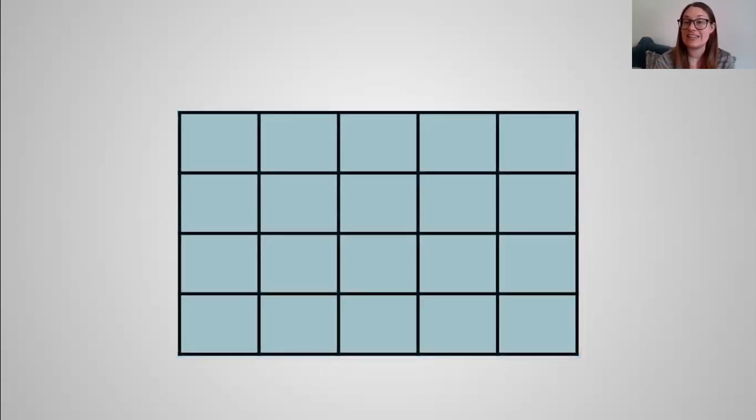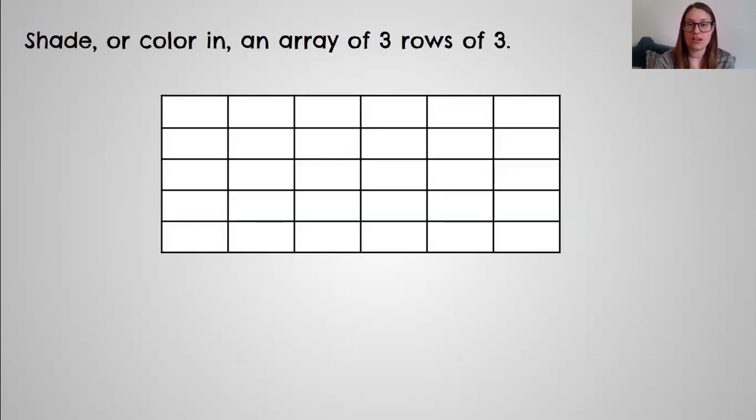You remember from past lessons that we have been working with rectangles and we have been partitioning, dividing up, or splitting them up into smaller square tiles, kind of like this. So we've been making arrays using square tiles. So today we're going to be working with a rectangle like this, but we're going to be shading in or coloring in parts of it to make specific arrays.